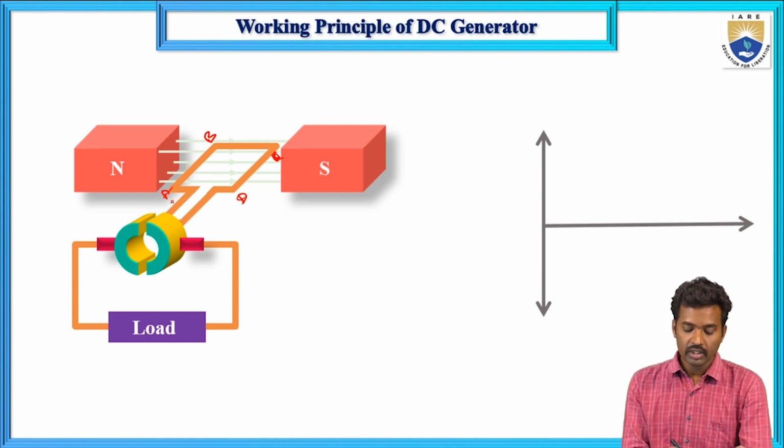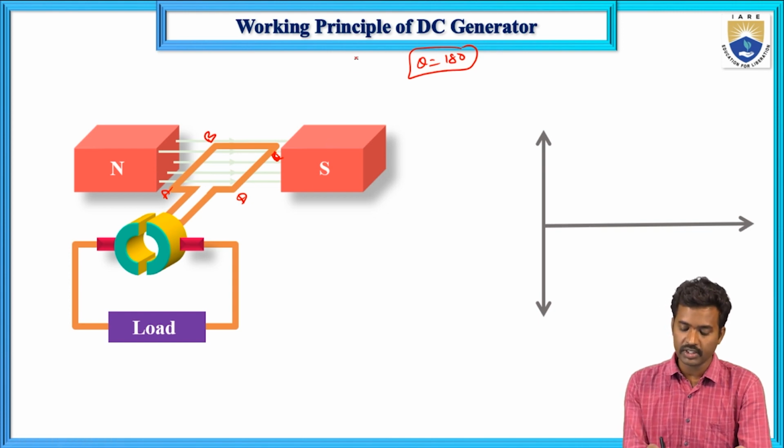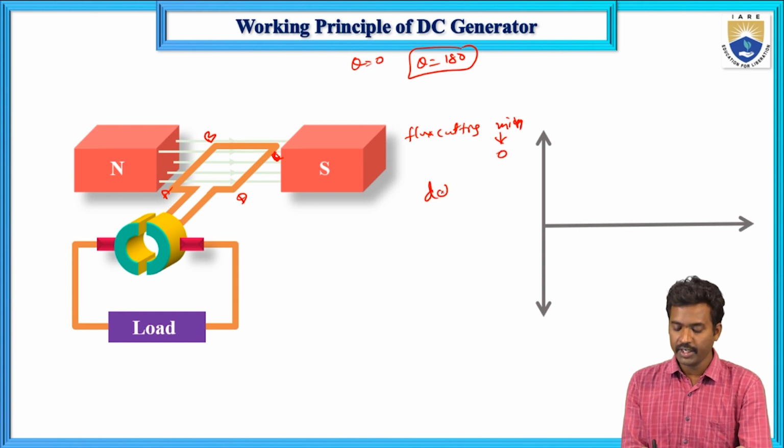Now at theta equals 180 degrees, the condition is almost the same as at 0 degrees. In this case flux cutting is minimum, almost 0, so d phi by dt is 0. E is directly proportional to d phi by dt, so the EMF is almost 0, minimum value.